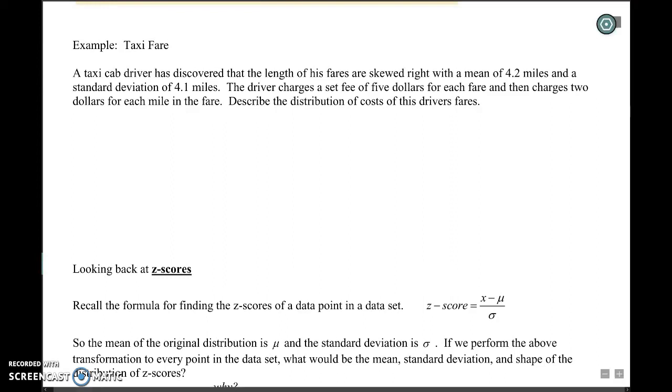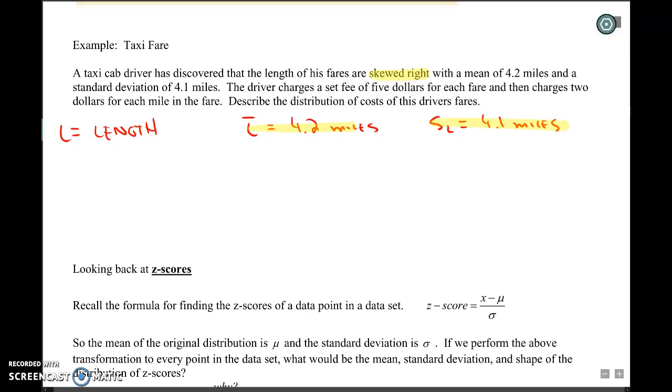So we'll call this length. So we have a variable called length, and the mean of length, L bar, we want to use a sample mean, is 4.2 miles. And S sub L, the standard deviation of length, is 4.1 miles. And the distribution is skewed right. So there's the shape, here's the center, and here's the spread.